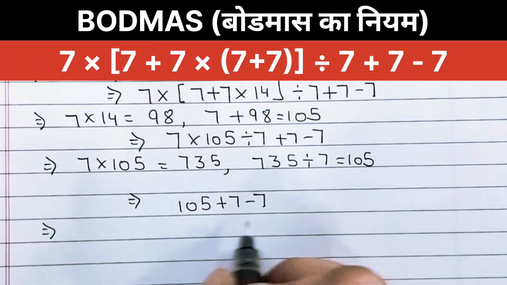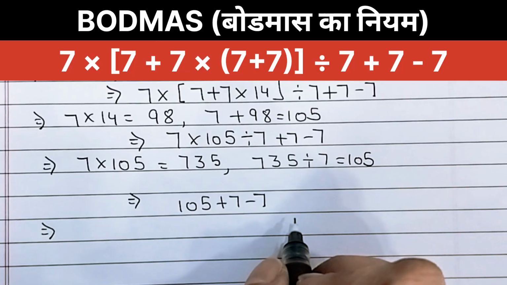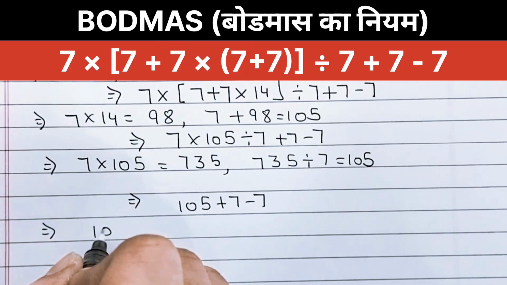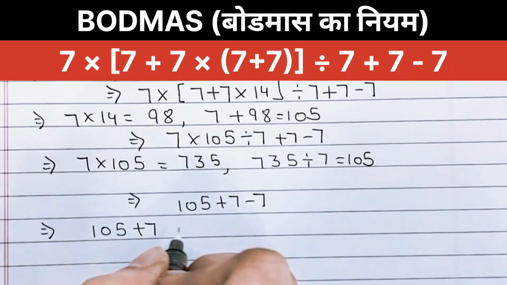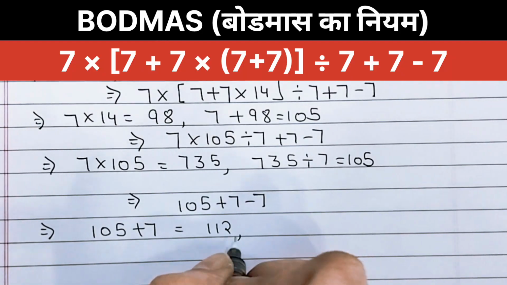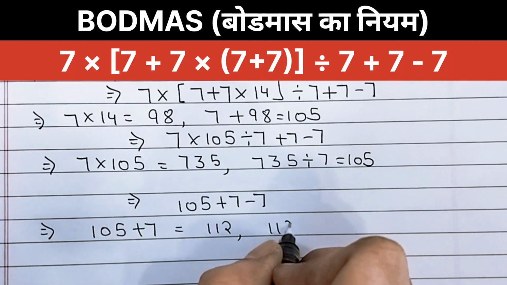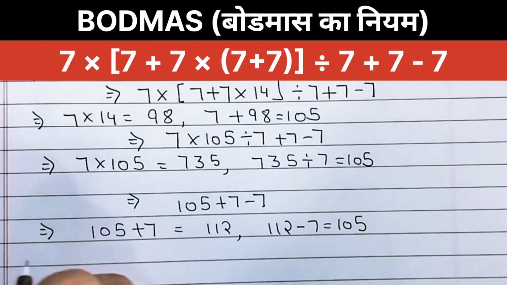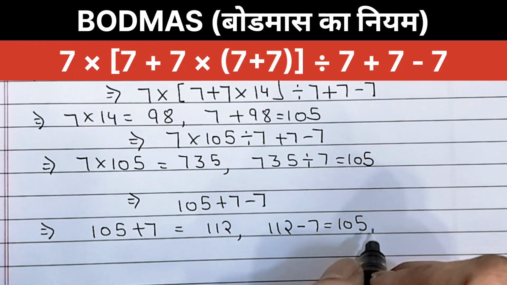Now the fourth step: addition and subtraction from left to right. Finally we perform the remaining basic arithmetic. First we add 105 plus 7 equals 112, and then we subtract, 112 minus 7 equals 105. This is the final step of the order of operations.